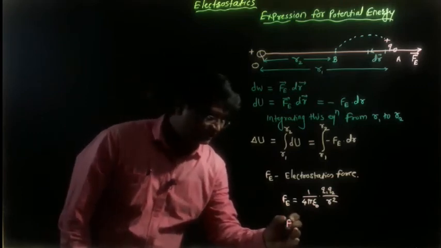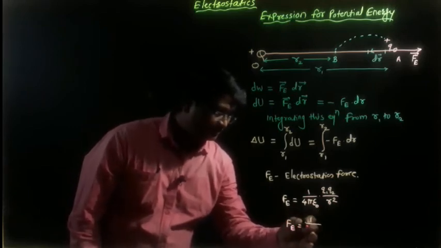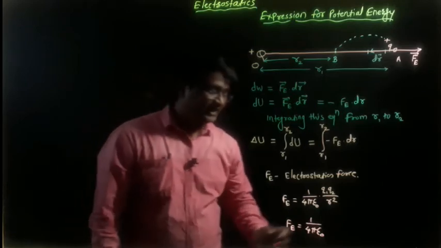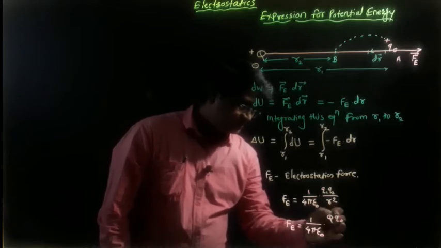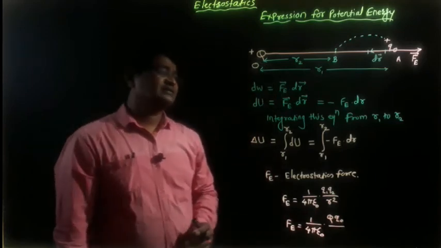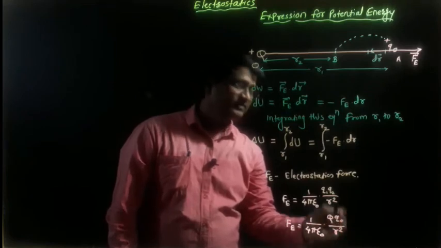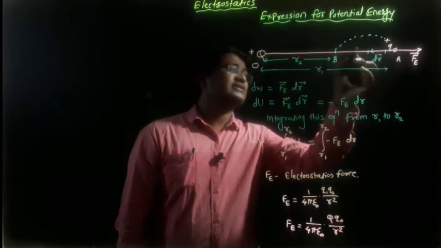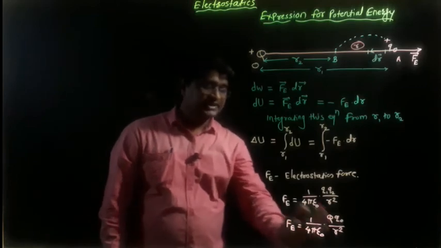The electrostatic force is equal to 1 upon 4 pi epsilon naught, into the first charge denoted by capital Q, the second charge that is the unit positive charge Q naught, divided by the distance, the total distance denoted by r square. So initial distance r1 and final distance r2, and the total distance from A to B will be denoted by r. Get clear? So this is the electrostatic force.